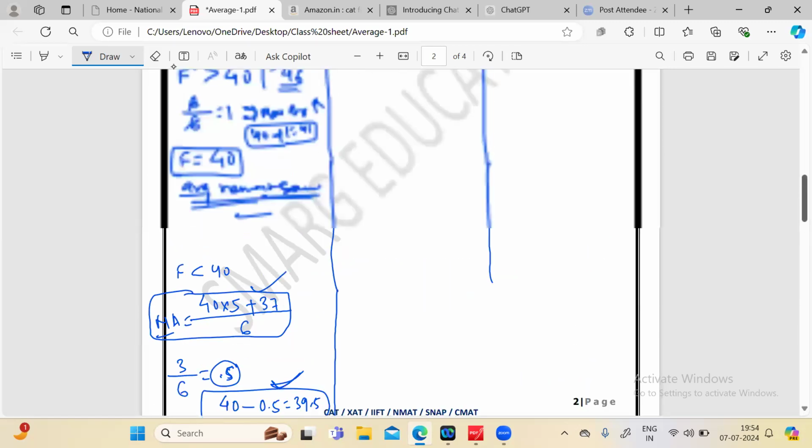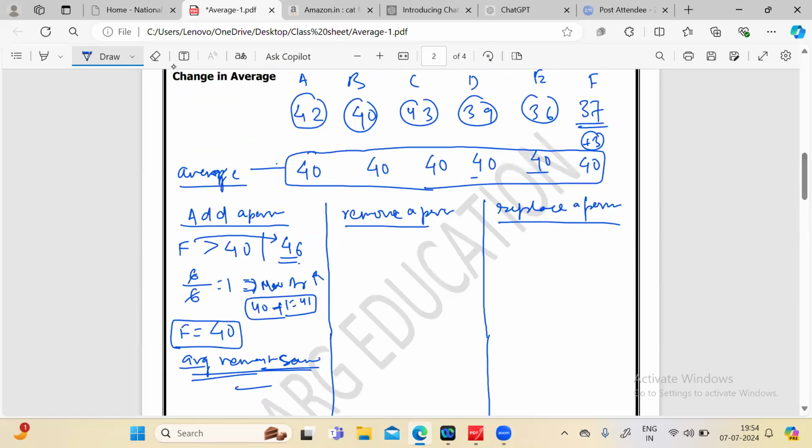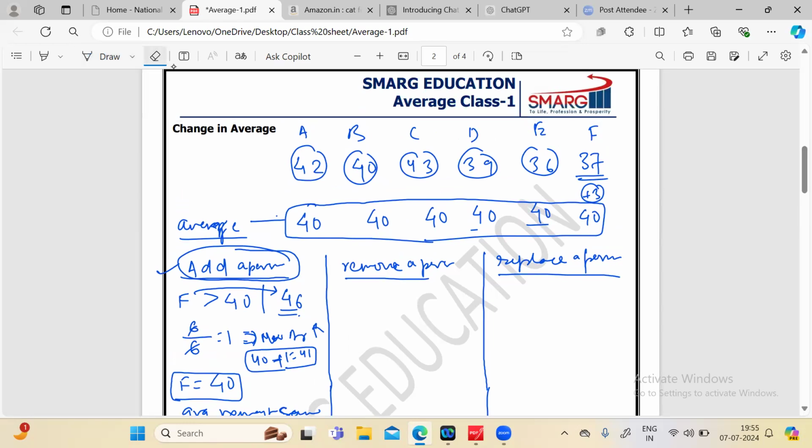So now we have covered all the 3 possible cases when a person joins the group. So there are 3 types of change in the group, and all the 3 types will have different cases. So adding a person to the group will come with 3 different cases, and we found the change in average in all those 3 cases. Now let's say when someone is being removed from the group.